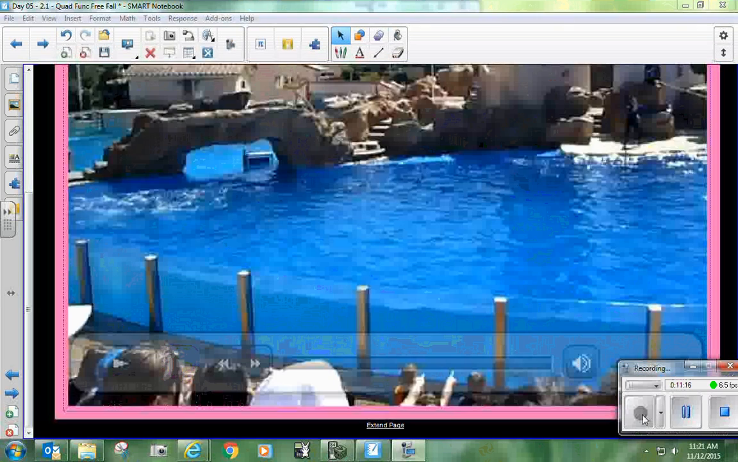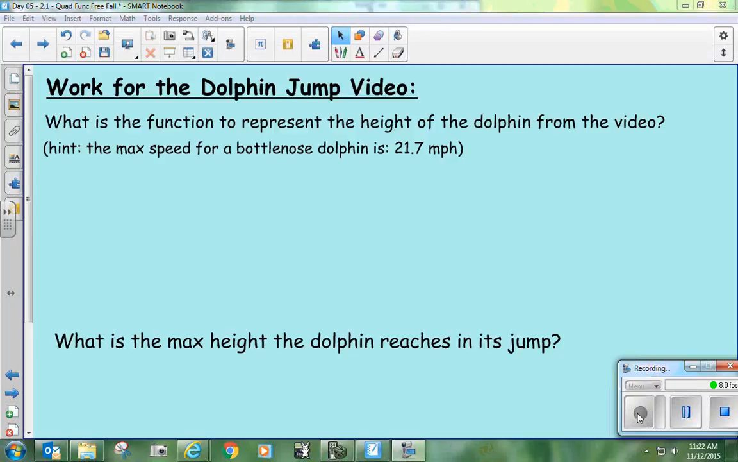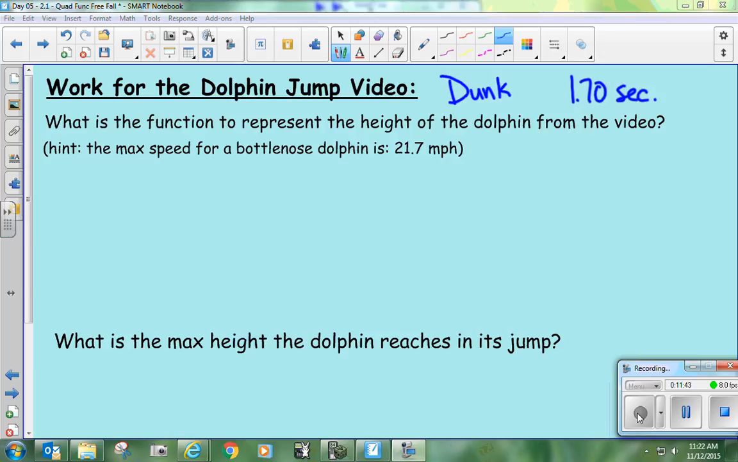All right, so let's time how long he's out of the water for. Now, we just timed how long Duncan was out of the water, and he was airborne for 1.70 seconds. Okay? Now, we need to write the function to represent the height of the dolphin from the video, which is Duncan. Duncan's our main man here. I'm going to make that a C.